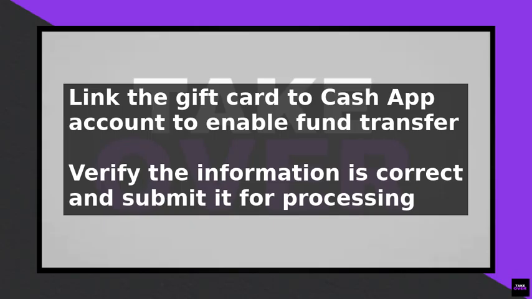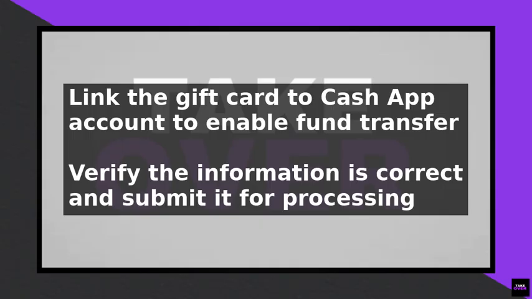Go to the Banking tab again and click on Add Cash. Select the vanilla gift card as the payment method and enter the amount you want to transfer. Review the transaction details to ensure everything is correct. Then confirm the transfer. The funds should be available in your Cash App balance immediately.